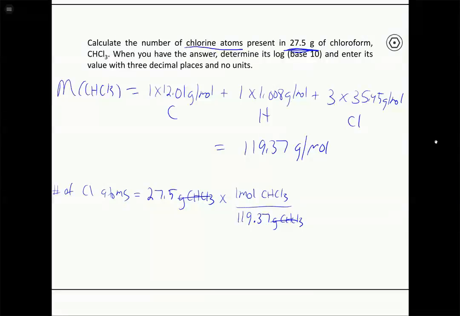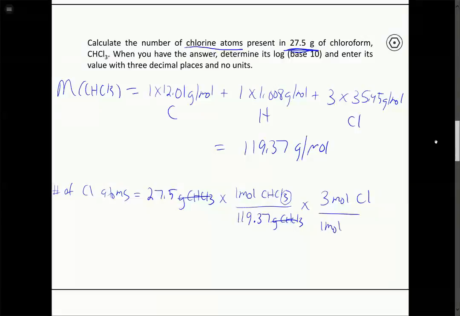So one way to do it would be to say, okay, if we have moles of CHCl3 and we want to look for the number of chlorine atoms, we should recognize that from the chemical formula, this little 3 here tells us that there are 3 moles of chlorine for every 1 mole of CHCl3. Alright, so that's one way to do this. We convert from moles of CHCl3 into moles of chlorine. And this step here is the one that pretty much everybody forgets.